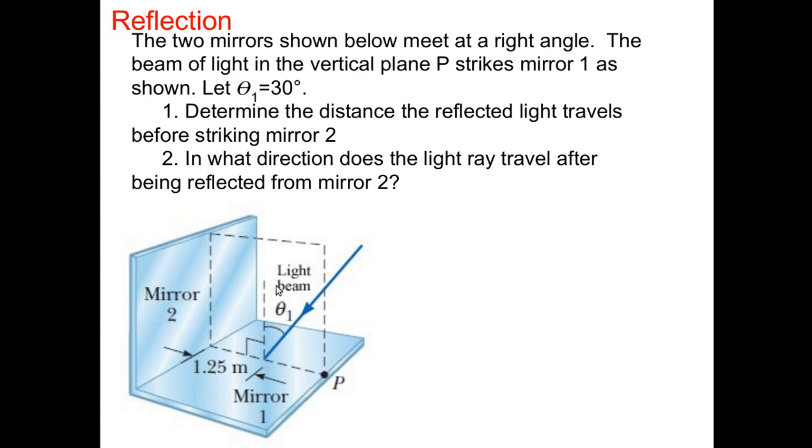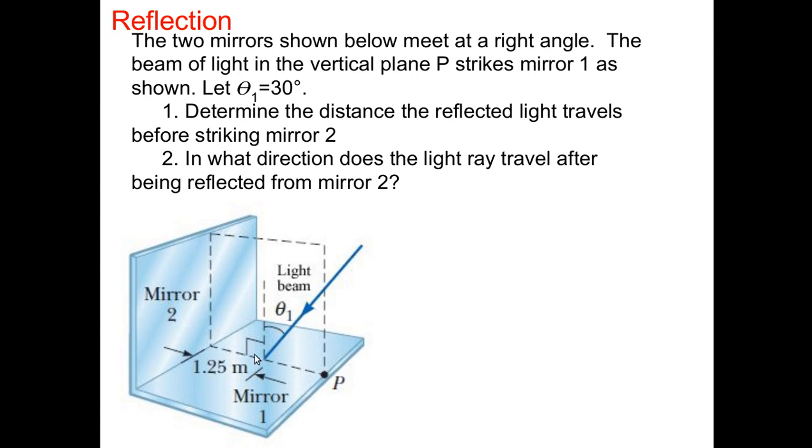So our incident angle is 30 degrees, and we have to determine the distance the reflected light travels before striking mirror 2. So they're asking for the distance between this point right here, where the beam initially hits mirror 1, to the point up here where it strikes mirror 2. So we're looking for that straight line distance.